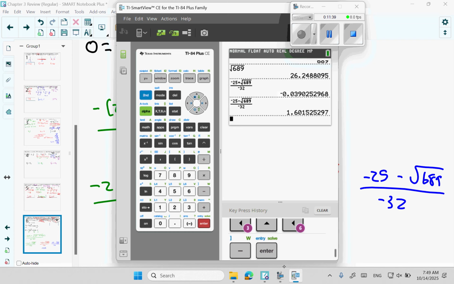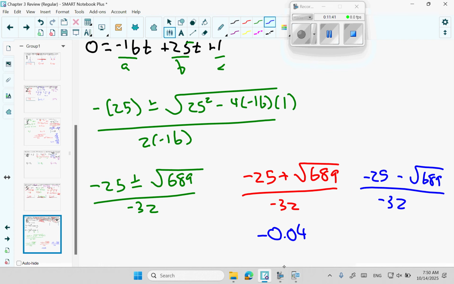and 1.60. Considering that these are time answers, this is obviously not the right answer. My answer is going to be 1.60 seconds.